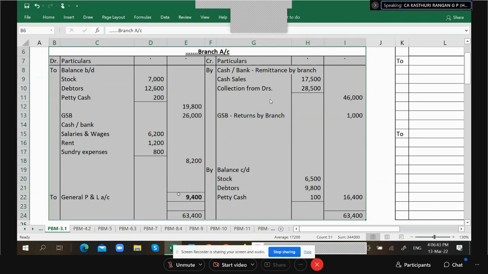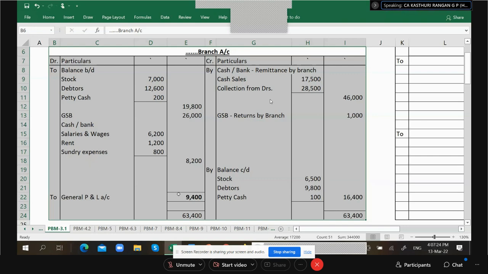So the debtors method is very, very simple. Put the opening balance of assets on the debit side, closing balance on the credit side. When goods are sent to branch, when branch expenses are paid by head office, debit. When the branch returns the goods, credit. The branch sends the money, credit. That's all. The difference, if any, will be the profit or loss. In this problem, the credit is greater than the debit. Therefore, the excess is profit. So the branch made a profit of 9,400, which should be transferred to general P&L. Branch account debit to general P&L account.